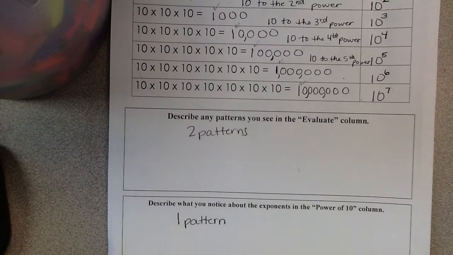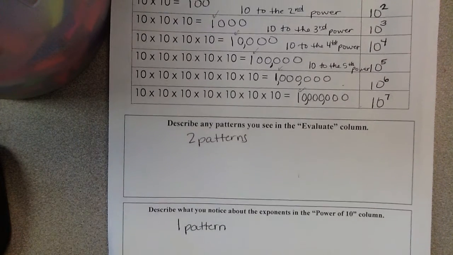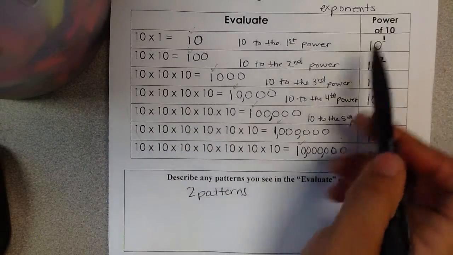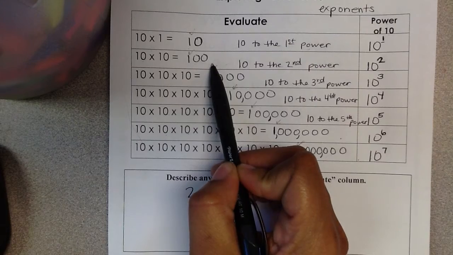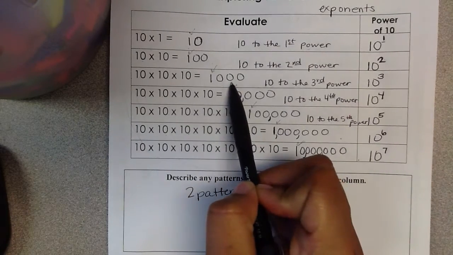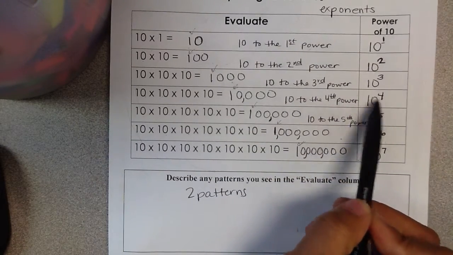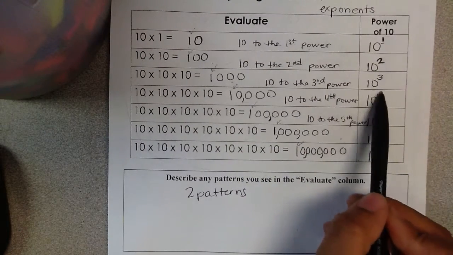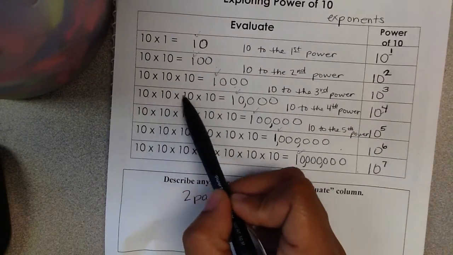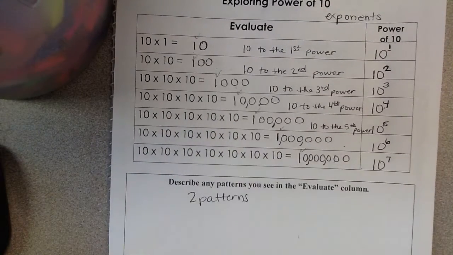Okay. Now we're going to take a look at this, and notice that 10 to the first power is 10. 10 to the second power equals 100. 10 to the third power equals 1,000. 10 to the fourth power equals 10,000. Okay? This is like the shorthand version. This is the expanded version, and then this is our answer.